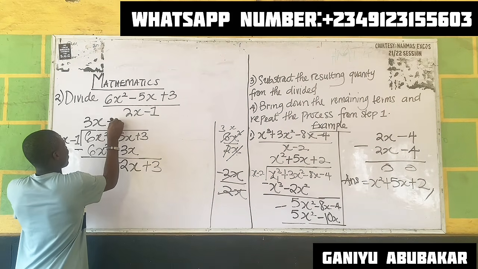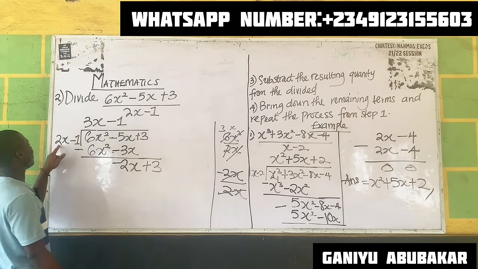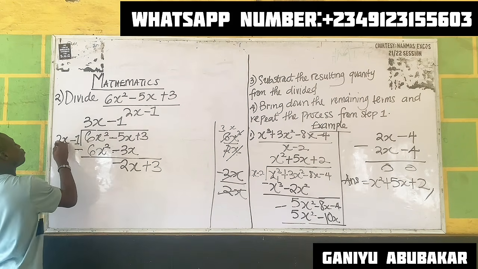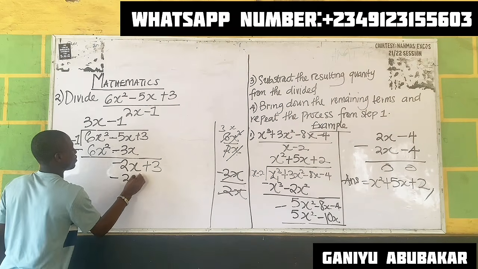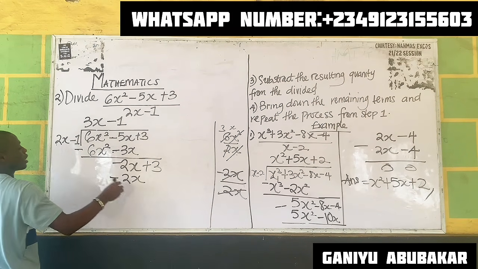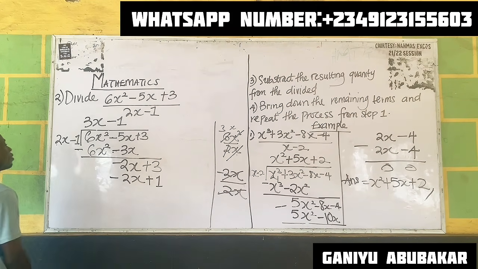So my answer gives you minus 1 here. Multiply minus 1 by everything here. So minus 1 times 2x gives you minus 2x. Minus 1 times minus 1 gives you a positive 1, right? All right.